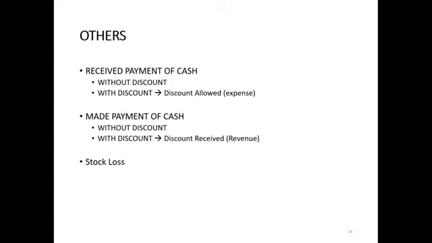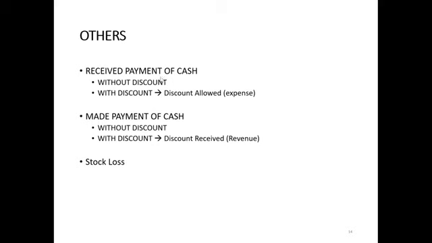For other transactions relating to accounting for retailing, we have three more types of transaction. Number five is receive payment of cash from our customer. Number six is make payment to suppliers, and then to record the stock loss. So these are the balance of the remaining transactions.